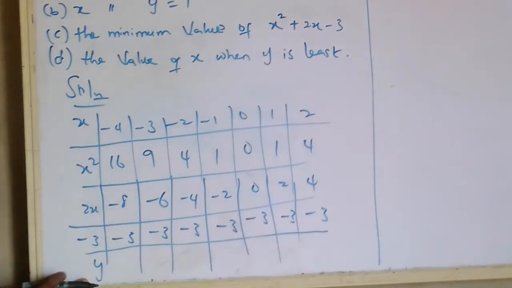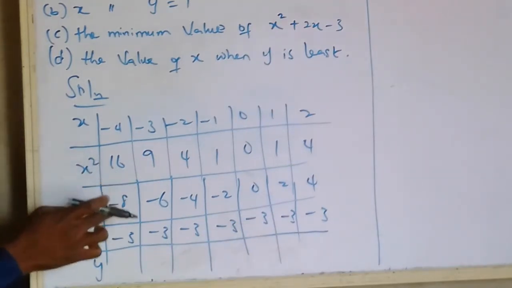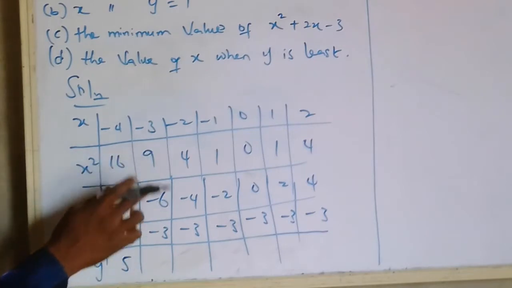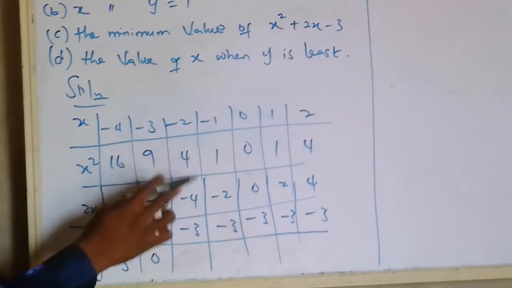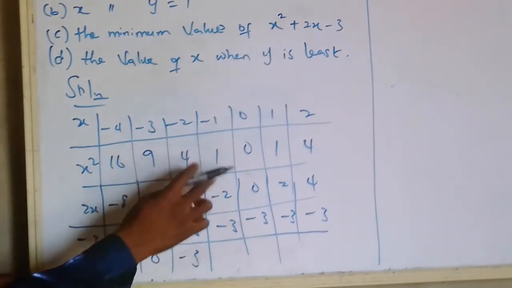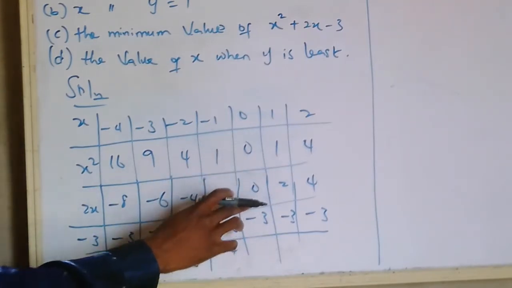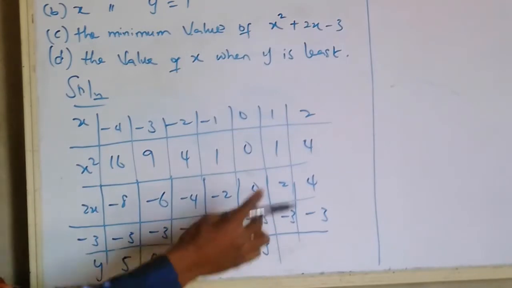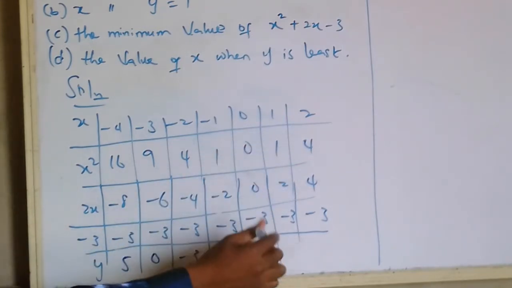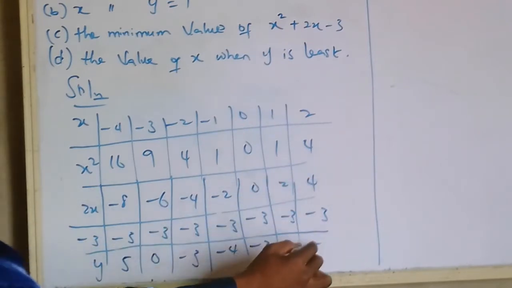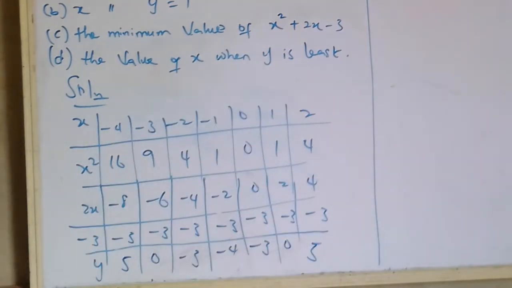Then my y means that I should add all of these together. So 16 minus 8 is 8. 8 minus 3 is 5. 9 minus 6 is 3. Minus 3 is 0. 4 minus 4 is 0. Minus 3 is minus 3. 1 minus 2 is minus 1. Minus 3 is minus 4. 0 plus 0 is 0. Minus 3 is minus 3. 1 plus 2 is 3. Minus 3 is 0. 4 plus 4 is 8. 8 minus 3 is 5. So this is all we have.